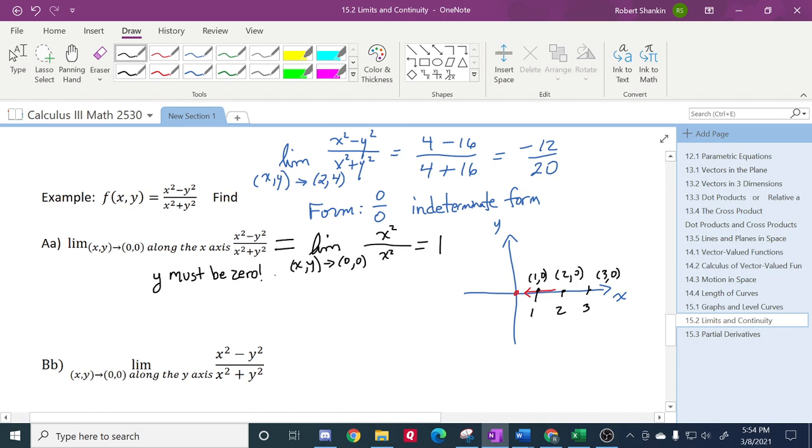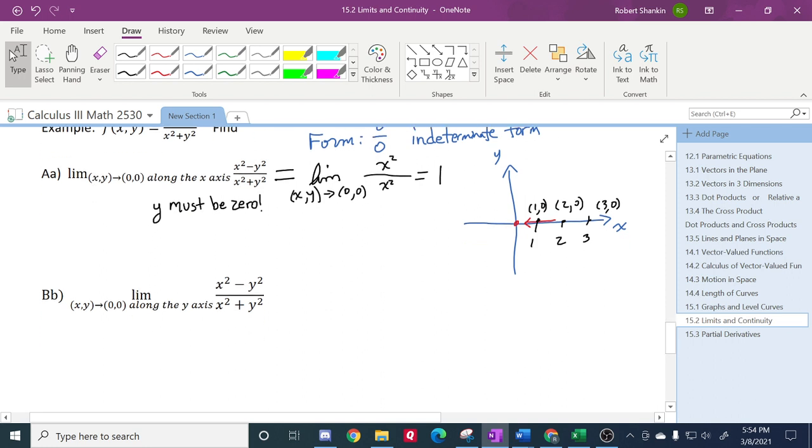Is this making sense? Yes. All right, we're good with that.